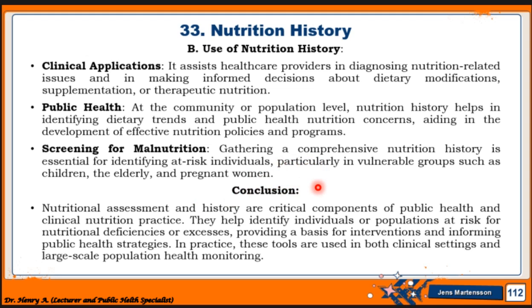In conclusion, nutritional assessment and history are critical components of public health and clinical nutrition practice. They help identify individuals or populations at risk for nutritional deficiencies or excesses, providing a basis for interventions and informing public health strategies. Now, in practice, these tools are used in both clinical settings and also in large-scale population health monitoring. So that's all about the topic nutrition history under human nutrition.